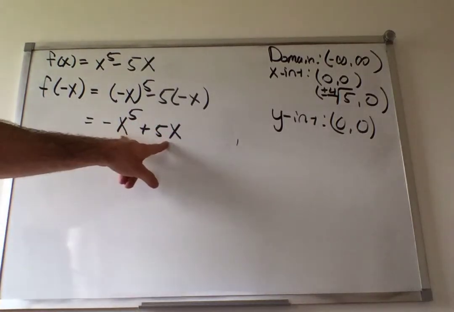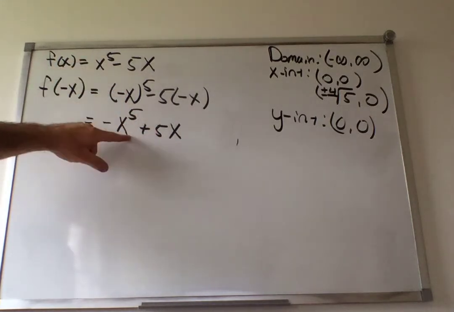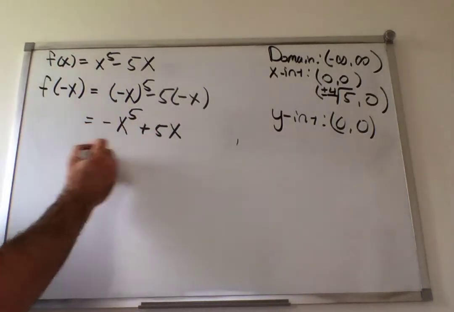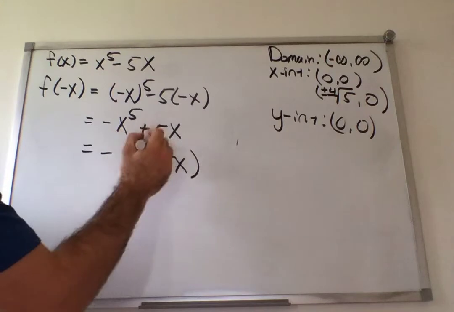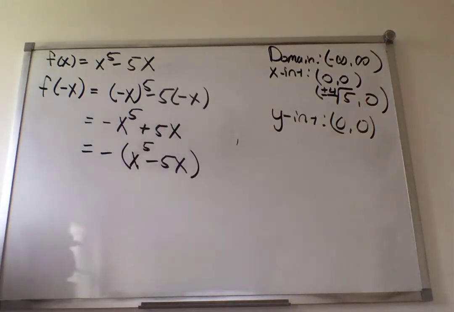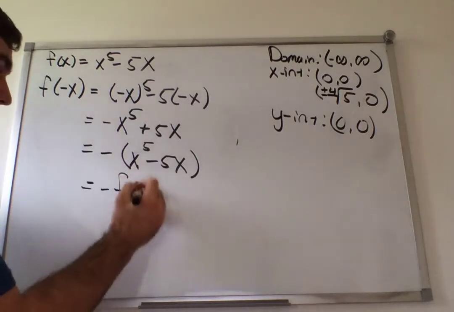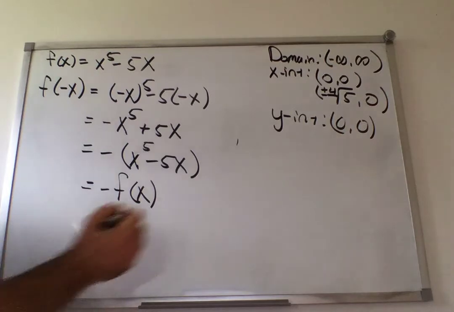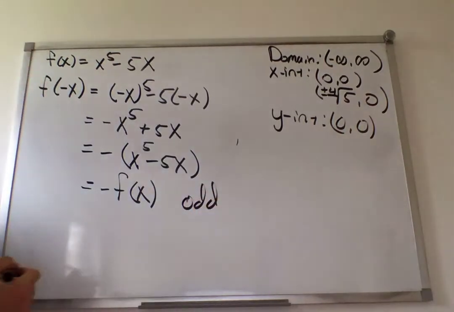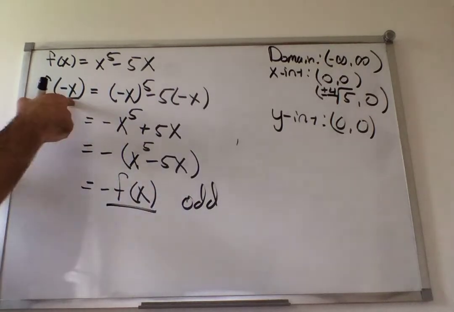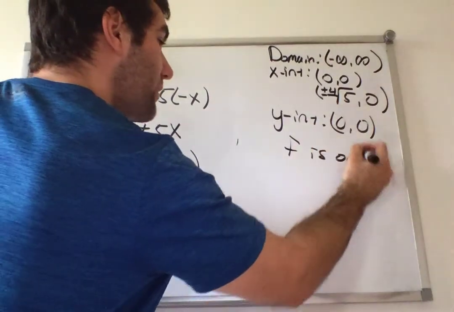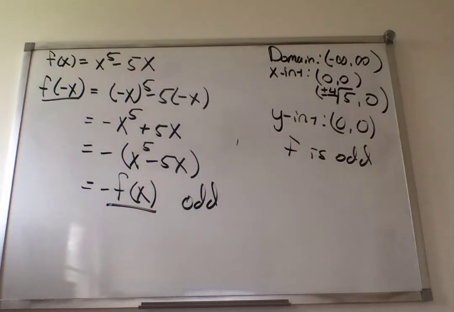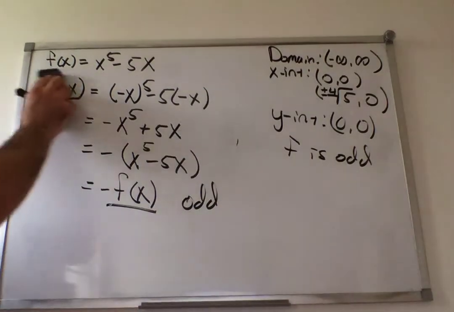Now if we look at this, it looks almost identical. Okay? Let's factor out a negative. I put a squared here. That should be a 5th. If you notice, this is the exact original function that we had. In other words, it's equal to negative f of x. So that means this is an odd function. We have the condition f of negative x equals negative f of x. So f is odd.